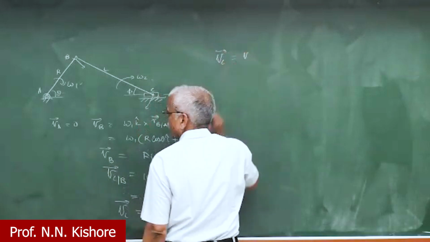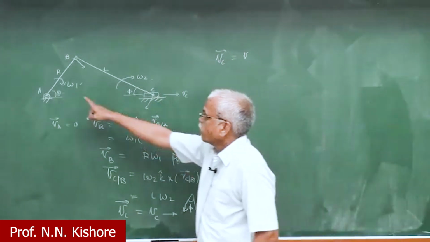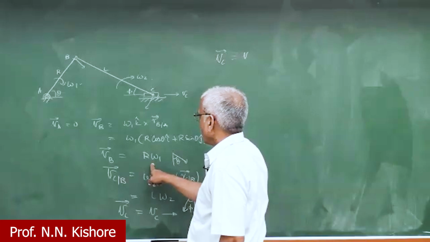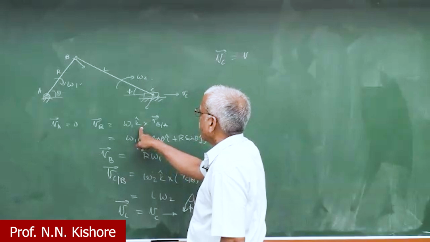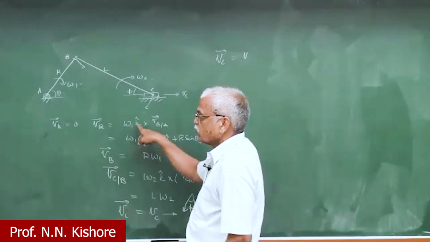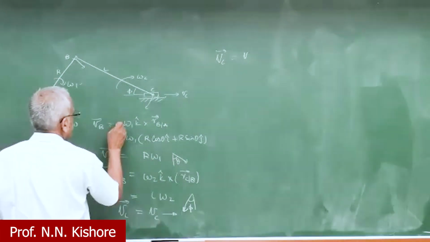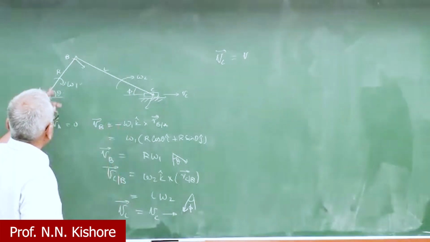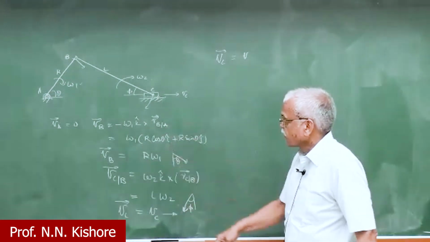Sir, in the expression for VB, it should be minus omega 1 k cap, right? Minus omega 1. In the first line, B with respect to A, omega 1 k. Oh, sorry, yes, you're right. I'm putting it clockwise here, so you should put a negative. Otherwise, this is true for a counterclockwise rotation. You're right. So you can continue this one.